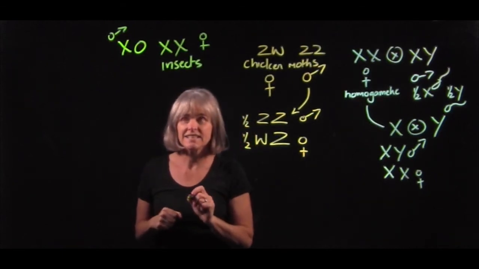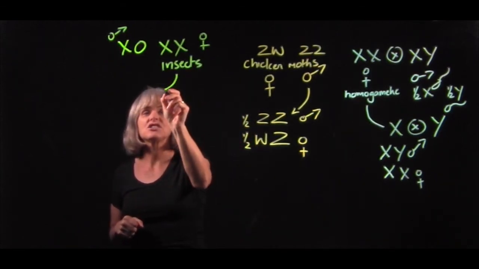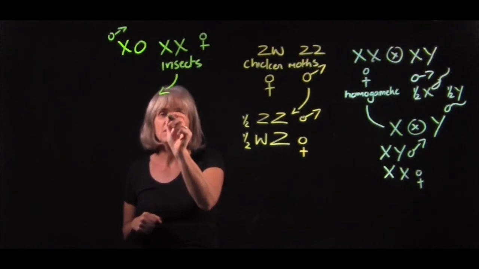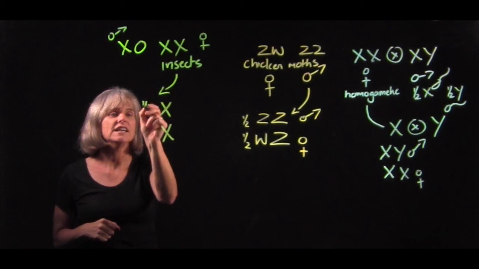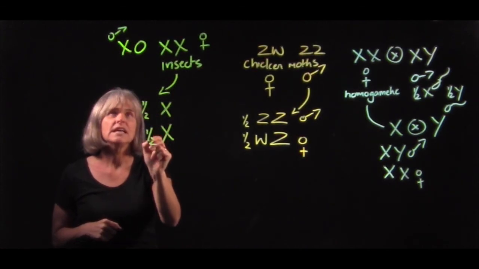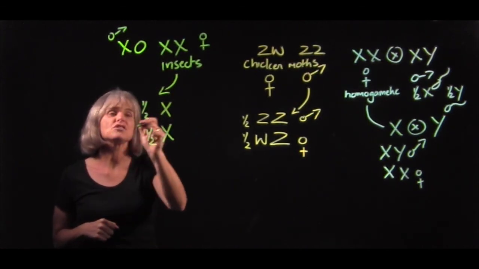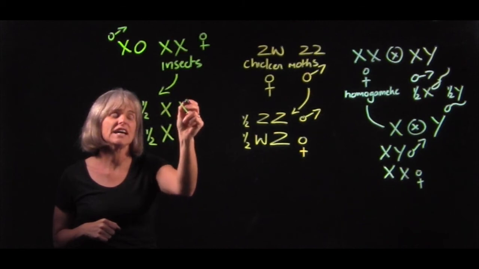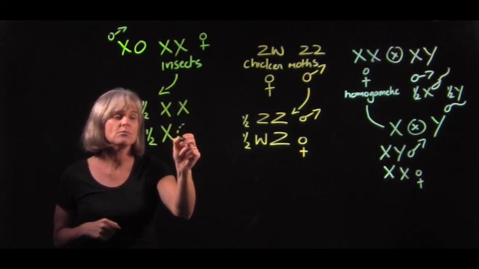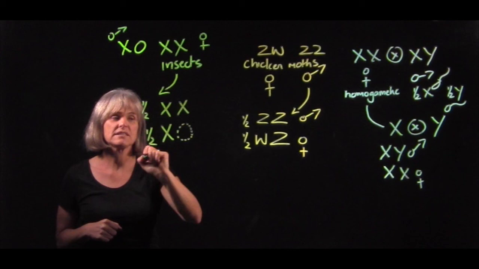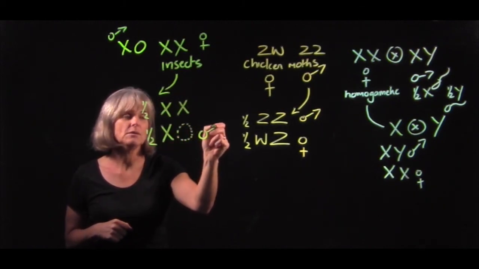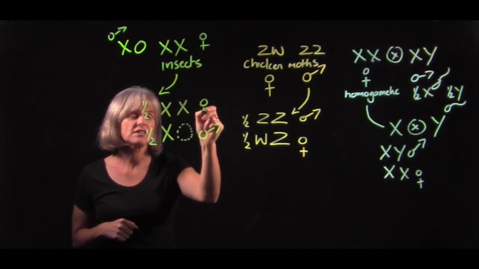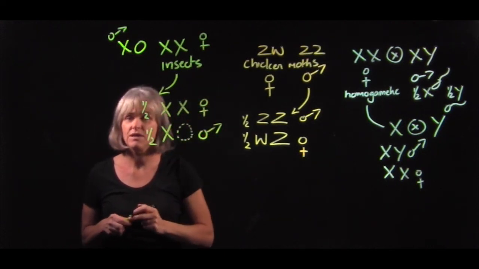So in this case here, again, just like in humans, the females will produce eggs that have an X chromosome, and the males will produce sperm that either have an X chromosome or no chromosome at all. And I'm just going to leave an empty space. And these guys here will be the males, and these critters here will be the females.